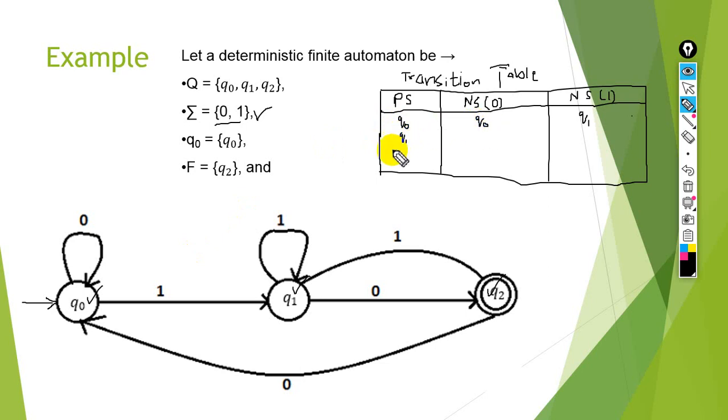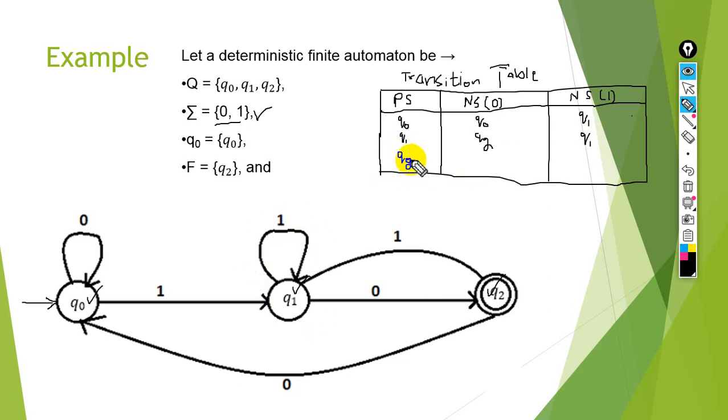Next state we have Q1. From Q1, the transition of 0 moves toward Q2. This is the transition table for this diagram. There must be a transition of 1 also. The transition of 1 moves from Q1 toward Q1, so here we have a loop and it moves again toward Q1. Next we have Q2.